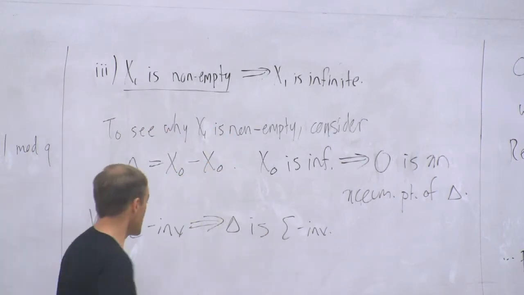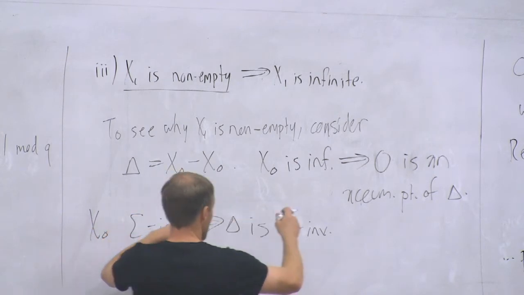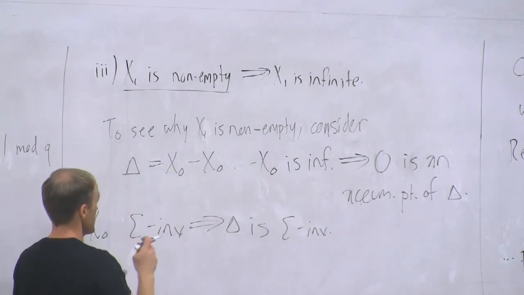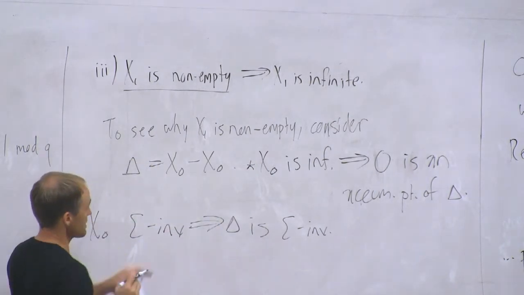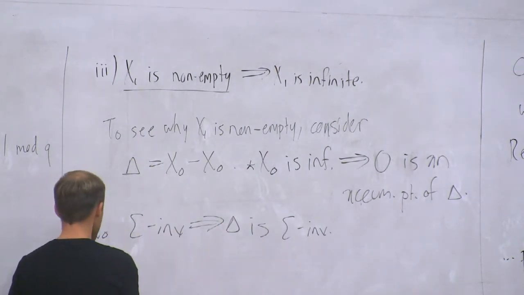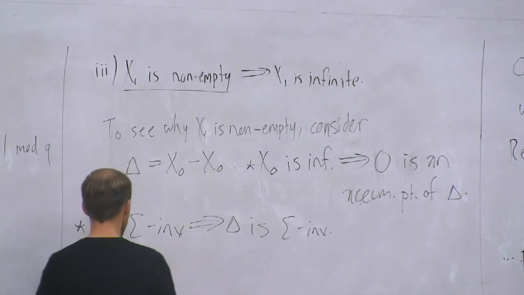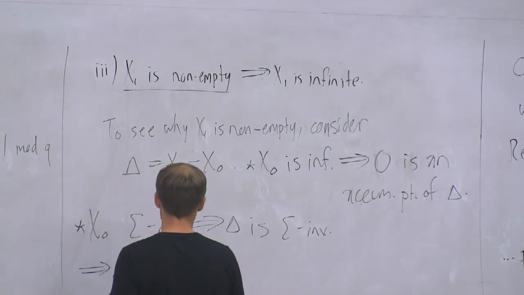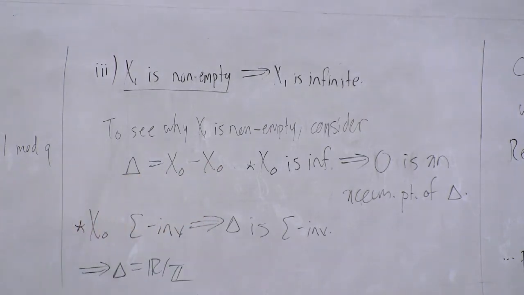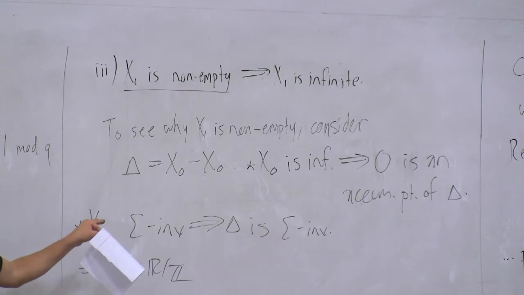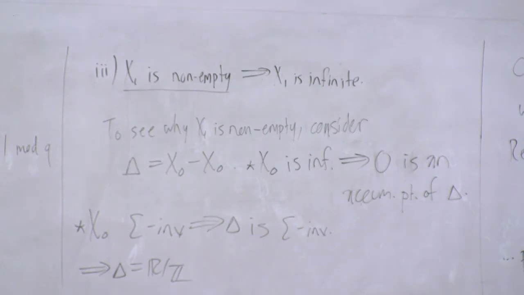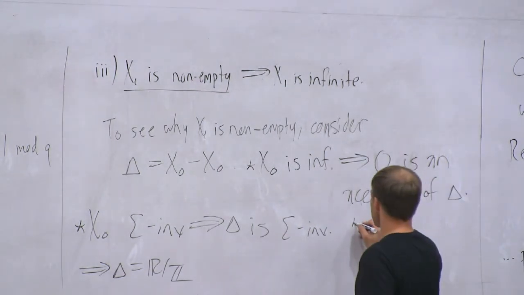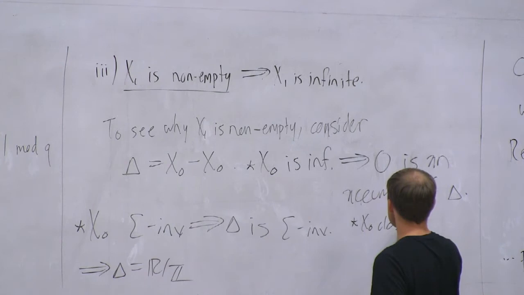Okay? And so now, coming down to here, I've got these two things going for me again. Maybe I shouldn't put a minus sign here. I know that 0 is an accumulation point of this sigma invariant set, and so the conclusion is that the difference set delta is all of R mod Z. The difference set is also closed, I guess I should say that as well, because x naught is closed. So I'll put that right here: x naught closed implies delta closed.